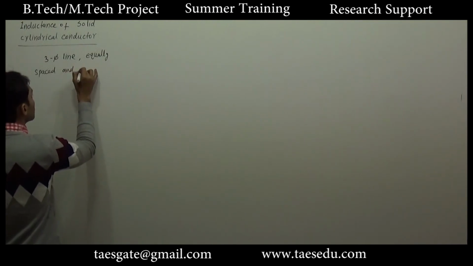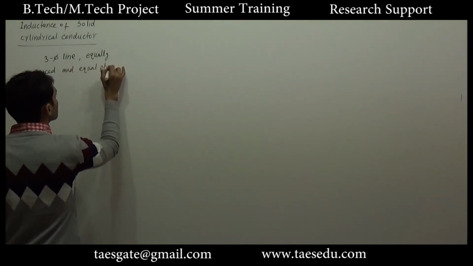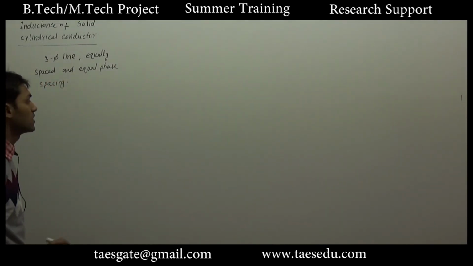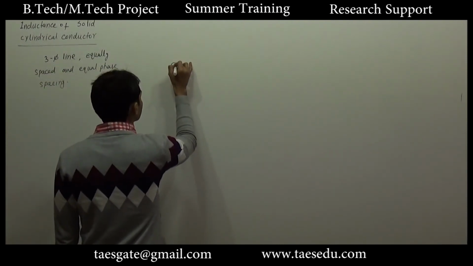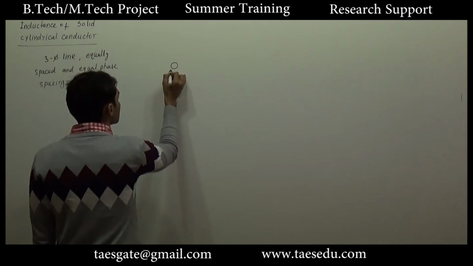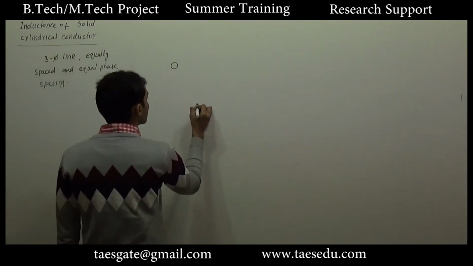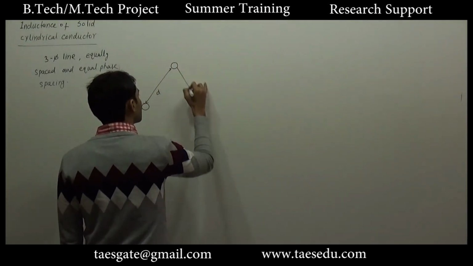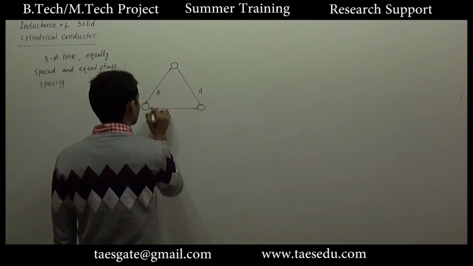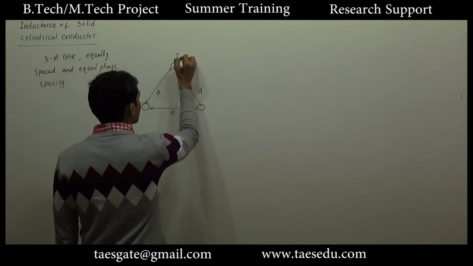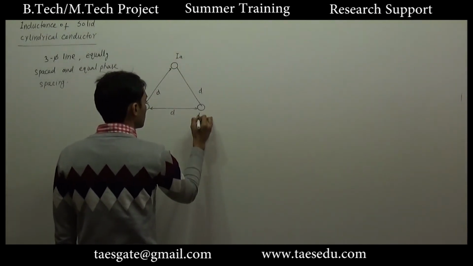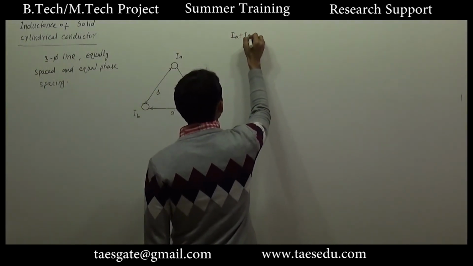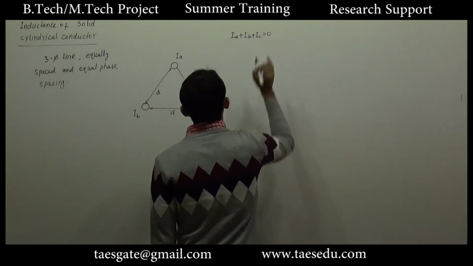And equal phase spacing also, that is balanced current is flowing in those conductors. So if they are equally spaced, they will be in the form of an equilateral triangle. Let's say d is the distance between the conductors. Let's say it is carrying current IA, IB and IC. So the summation of these three currents, IA plus IB plus IC, will be 0.